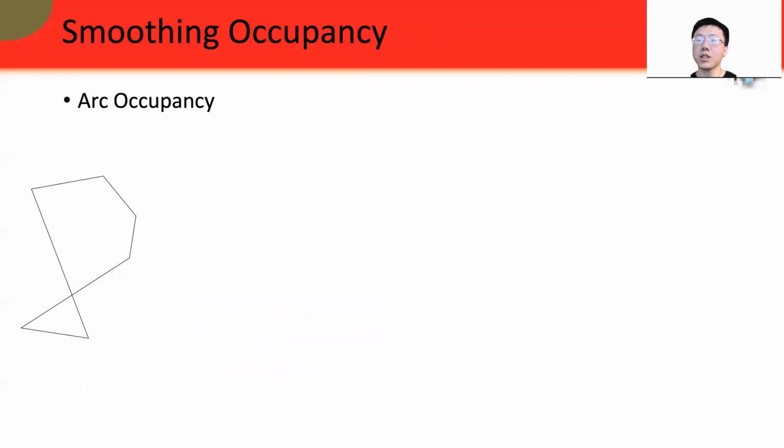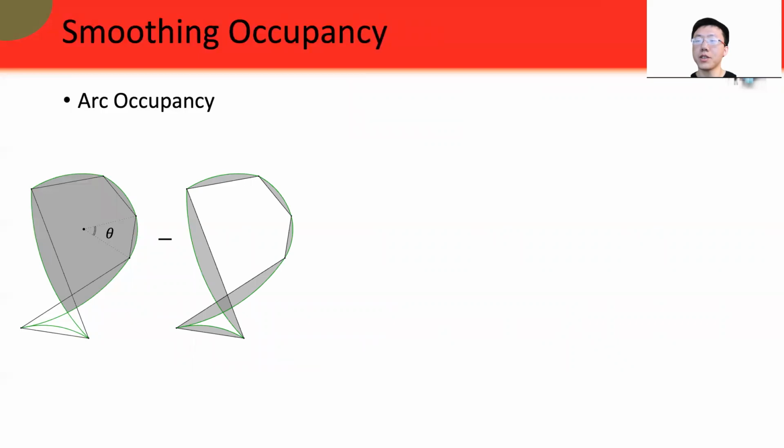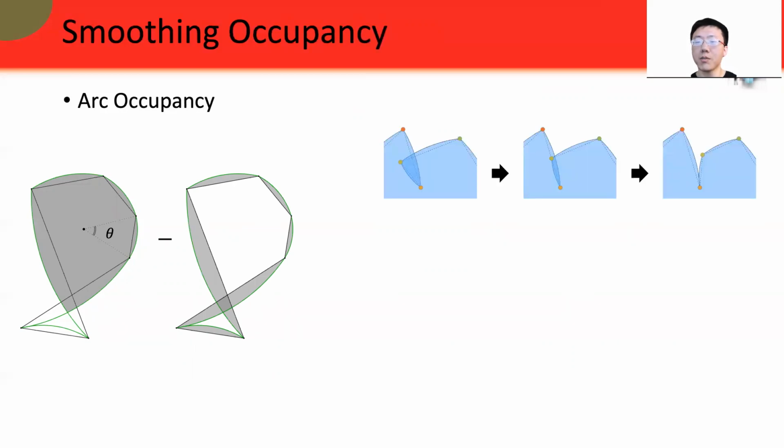The idea of smoothing the occupancy is to avoid boundary edges coinciding. We do that by replacing each straight edge with a curve. In our case, the curve is a circular arc, whose center angle is theta, which is a constant parameter for every arc. We define the arc occupancy as the difference between the occupancy of the new curve formed by these arcs and the total area bounded by each edge and its arc. The arc occupancy is smooth almost everywhere, except when the arcs coincide, which rarely happens during the transition from an overlapping to a non-overlapping state.